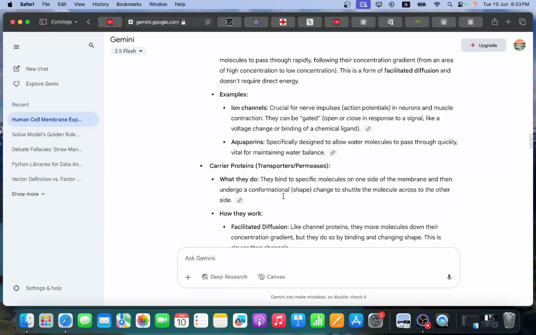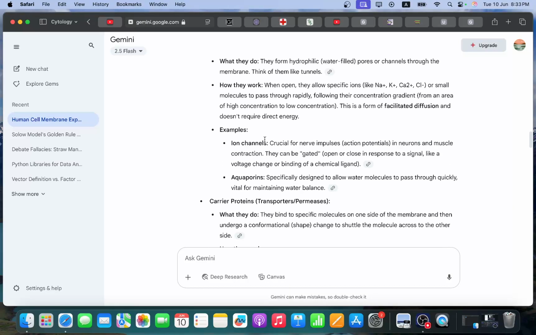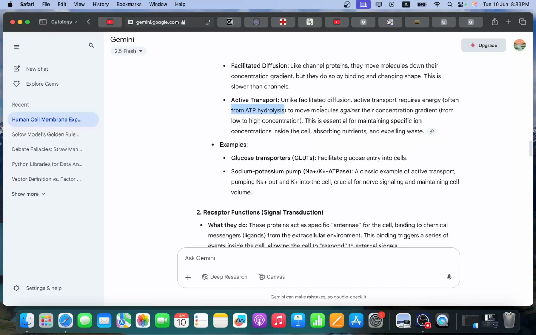What was the other one doing? Concentration gradient from area of high concentration to low concentration. This is like diffusion, it happens spontaneously, naturally. And this is like going the other way. This is going in reverse and requires ATP energy. This is essential for maintaining specific ion concentration inside of the cell, absorbing nutrients and expelling waste.